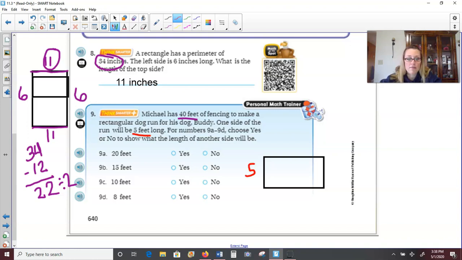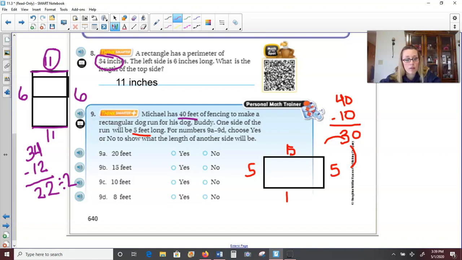So let's just make that 5 feet. But then keep in mind, we know that another side is going to be 5 feet because opposite sides of a rectangle are equal. And so 5 plus 5 is 10, right? And if the total is 40 for the perimeter around the fencing, we could subtract 40 minus 10, and that equals 30. But then remember, we need to divide that to the top and the bottom. And so half of 30 would equal what?